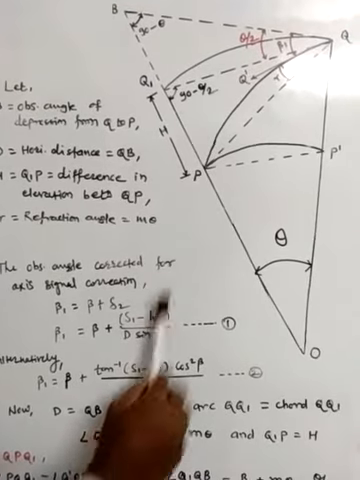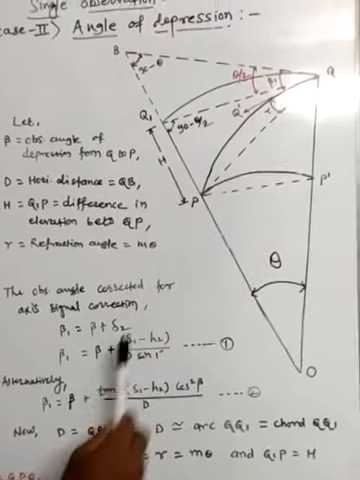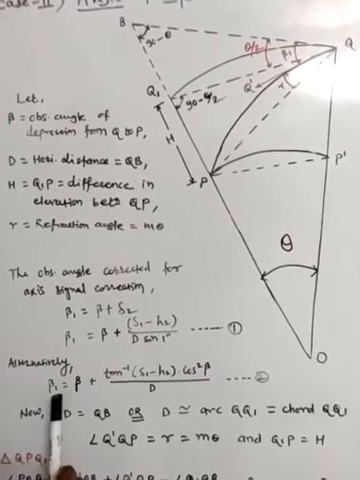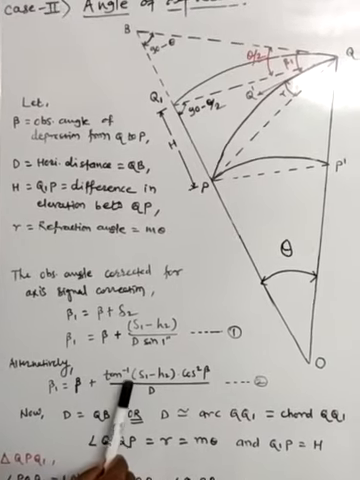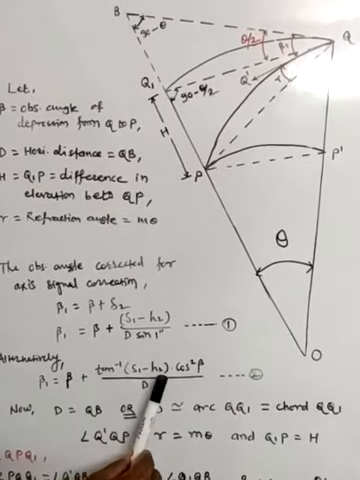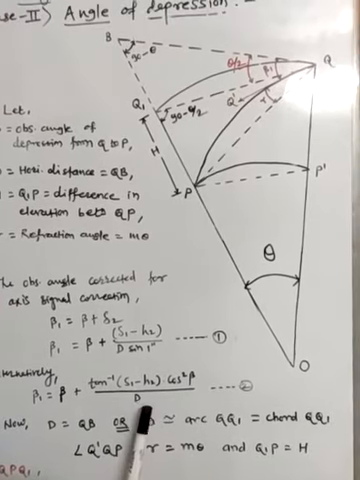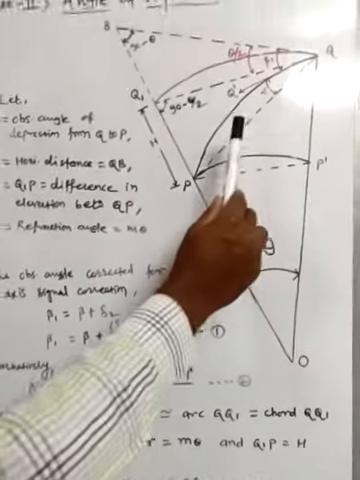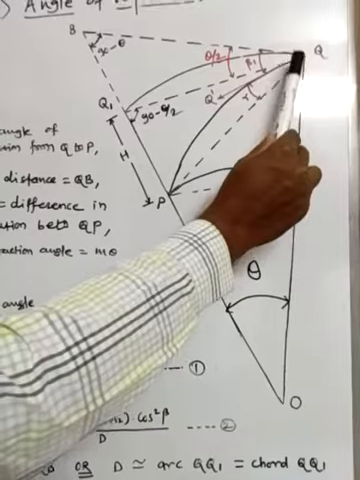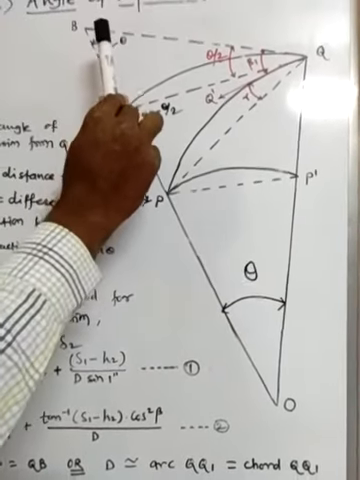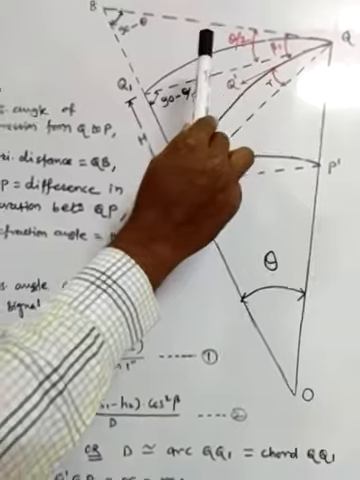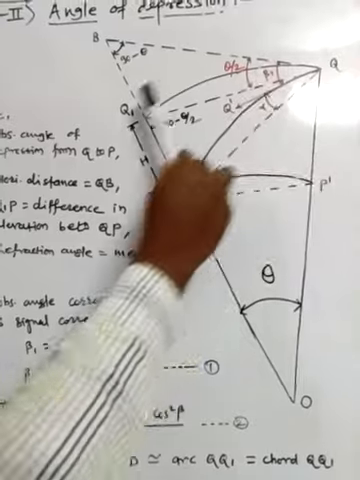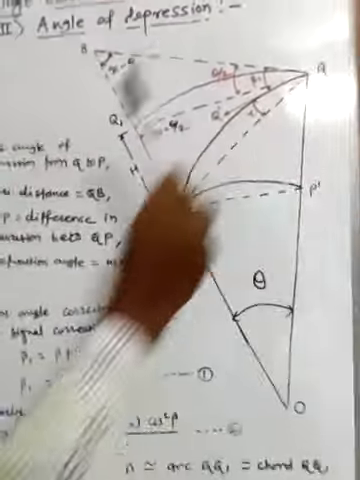Here 2 is the particular station on P, and s1 is on Q. Alternatively, the same first equation can be written as beta 1 is equal to beta plus tan inverse of (s1 minus h2) into cos square beta divided by d, which is the second equation. Now let's see the figure. D must be Q to B, which is the horizontal distance, and D is in identical form, where arc Q1 is equal to chord Q1.